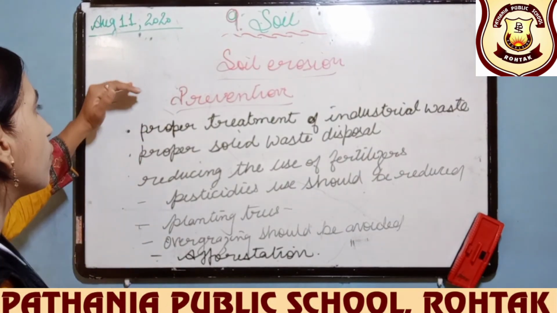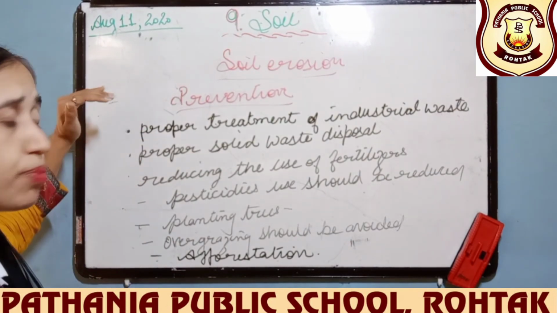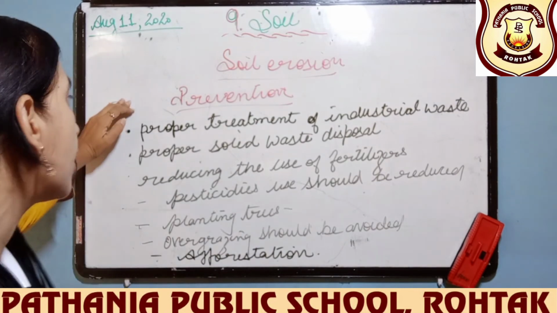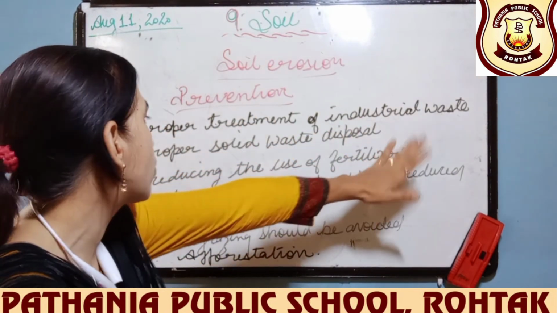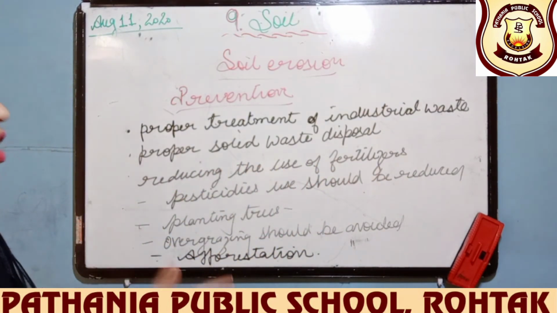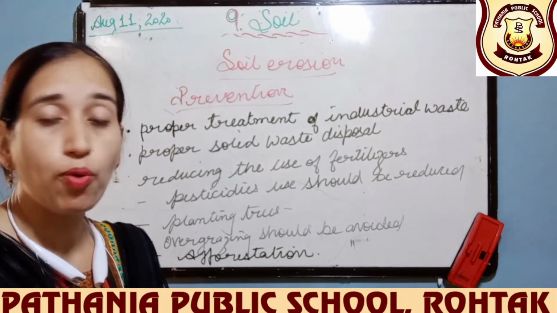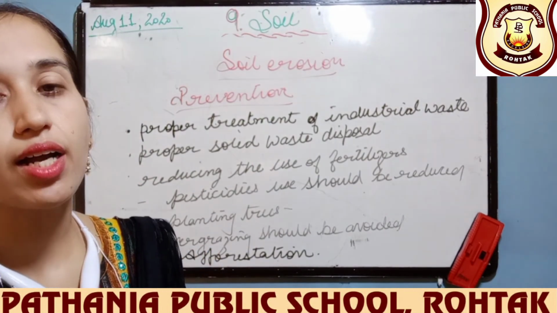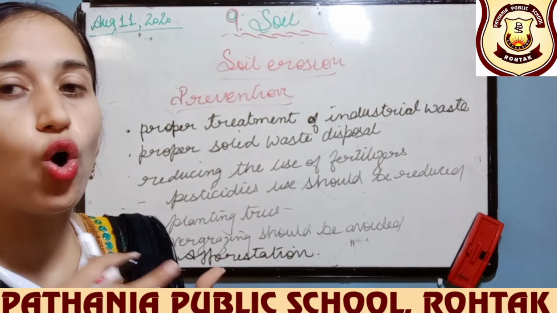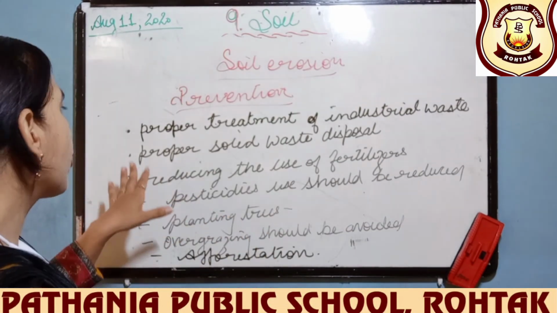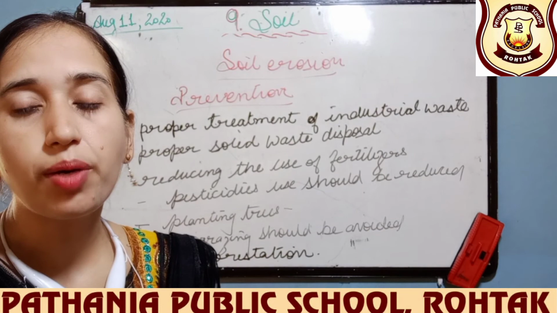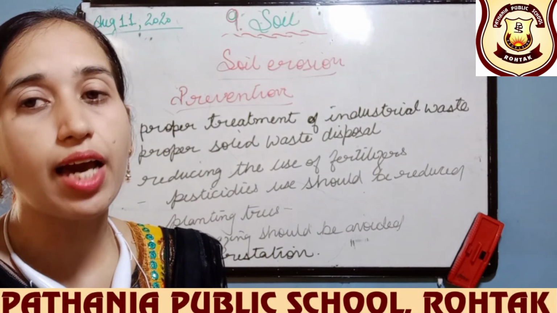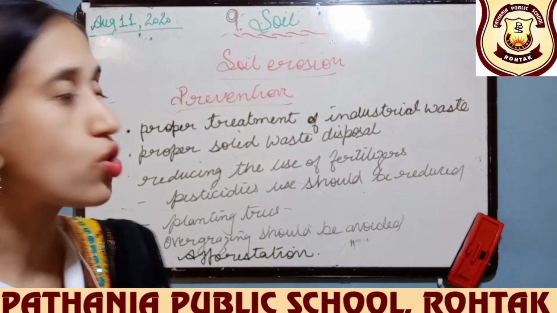Now, to prevent soil erosion, a few steps should be taken. First, proper treatment of industrial waste should be there. Industrial waste should be disposed of properly, because if it contains a large acidic quantity, it will destroy the soil. Of course, proper solid waste disposal should be there, because if it is not proper, again the acidic and basic quantities will destroy the soil.